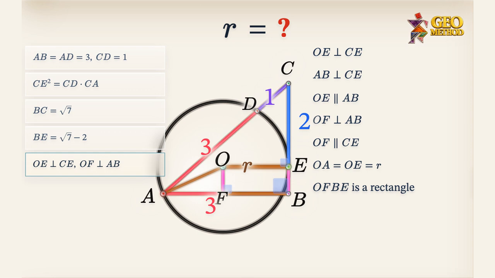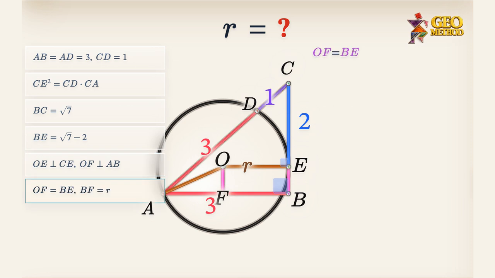Take a brief look at the finished rectangle before moving on. It is the bridge between the old exact length BE and the new small right triangle. Use opposite sides of rectangle OFBE: OF equals BE and BF equals OE. This is the transfer step that carries one known length and one radius into the small triangle.